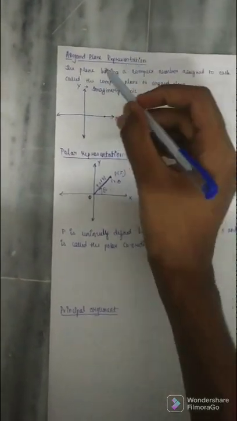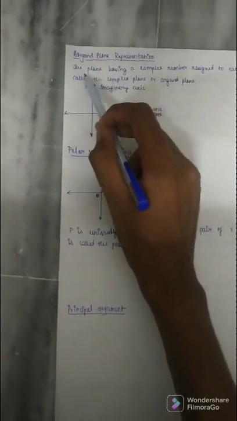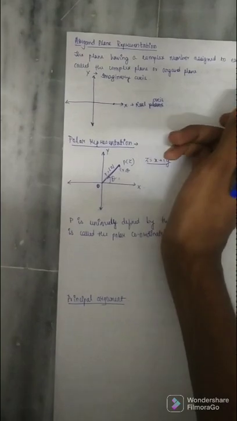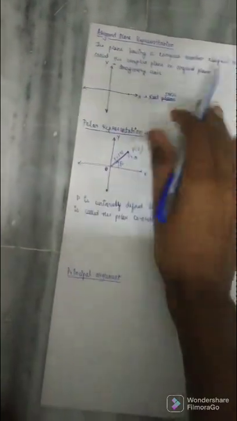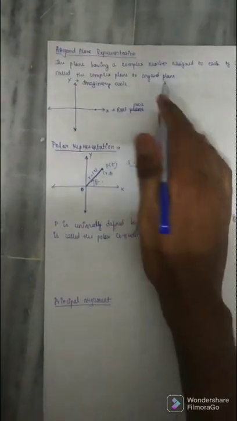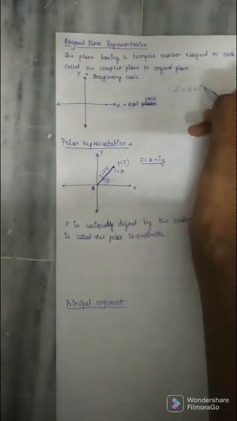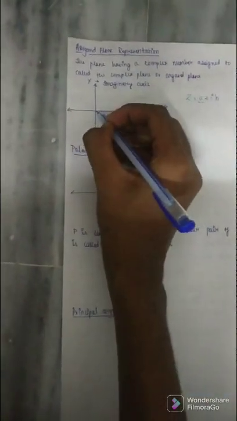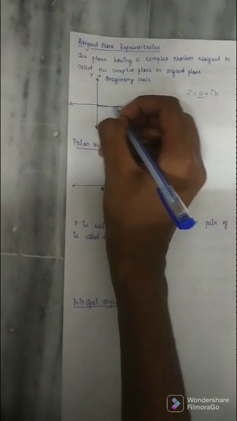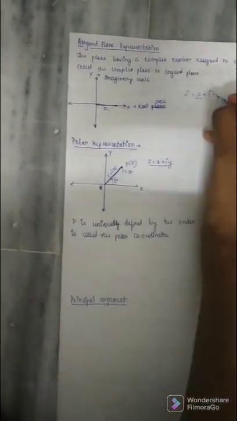If we go through the definition, it states that the plane having a complex number assigned to each of its points is called the complex plane or Argand plane. And if we want to plot, suppose z equal to a plus ib in this plane, then a is the real part. We go through the distance a along the x-axis, and b is the imaginary part.